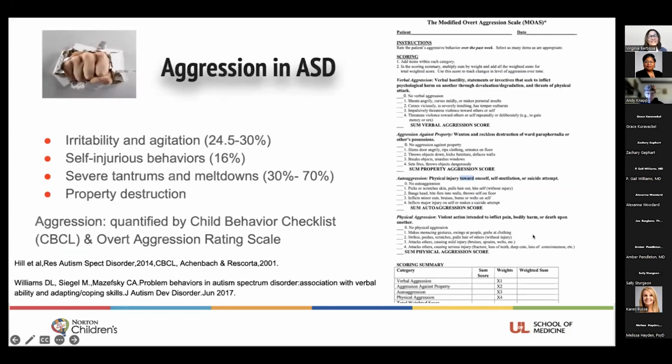When we talk about aggression, I've already given some data related to irritability and agitation, 30%, and severe temper tantrums, meltdowns, up to 80%. The studies vary on the data. Self-injurious behavior is 16%, but other studies have shown a higher level of self-aggression, as well as property destruction. To quantify, frequently we use the CBCL, and we also use the Modified Overt Aggression Rating Scale, which you can download from the web, and it gives an idea of the severity of agitation and aggression. It's a good way to measure your outcomes when you decide to engage in pharmacotherapy.